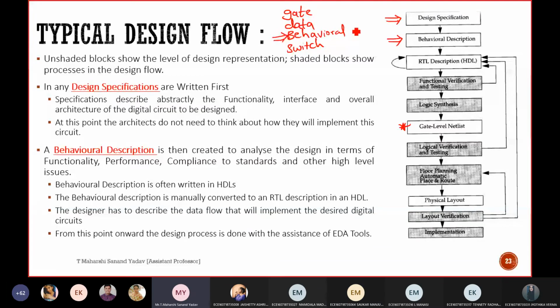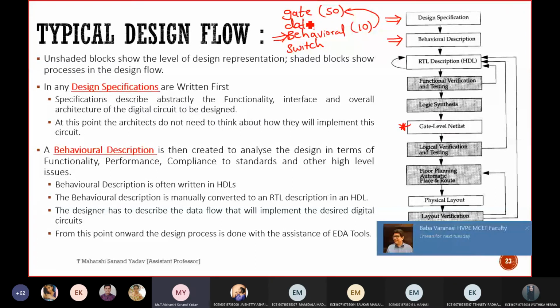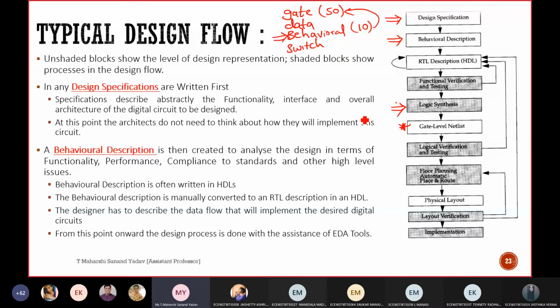Suppose if I write the code in behavioral style, I can complete it in 10 lines. Whereas if I write the same code in gate level, it may take approximately 50 lines. So the size will increase. But at the end, after writing the code in behavioral style, you'll convert it into a gate level netlist anyway. That's the thing which will be done by the synthesis tool. We can do this directly by using a tool.